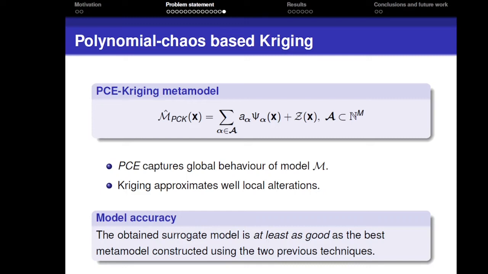Our joint approach, polynomial chaos-based Kriging, consists in selecting a polynomial chaos expansion as the trend part of Kriging. This trend part captures the global behavior of the model M, and then Kriging approximates well the local variations. The model accuracy obtained by this approach is at least as good as the best metamodel constructed using the two previous techniques.